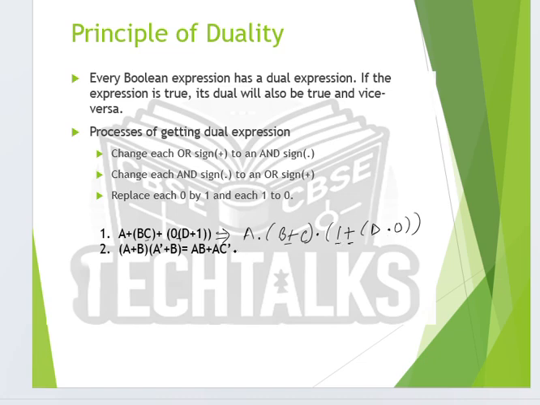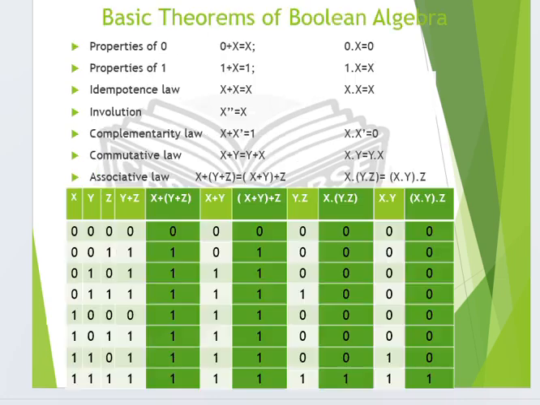Let's do one more to make it more clear. Now A dot B. Here there is AND, so let's put OR. A complement dot B complement equals, here it is AND, so let's make it OR, A plus B dot A plus C complement. I hope this is clear now. Let's move to the next slide.